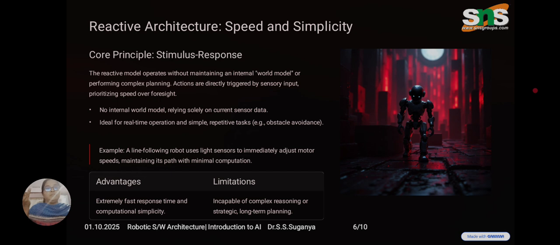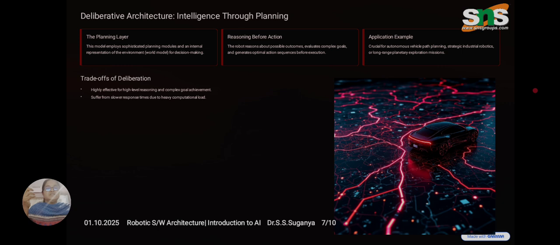Next is the deliberative architecture, that is intelligence through planning. This model introduces a world model, an internal representation of the environment, and the robot plans before acting, predicting outcomes and choosing the best path. It is used in autonomous vehicles or planetary rovers. This approach is intelligent but slower due to high computation needs. It is ideal when precision and reasoning are more important than speed.